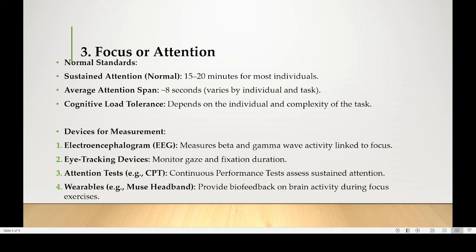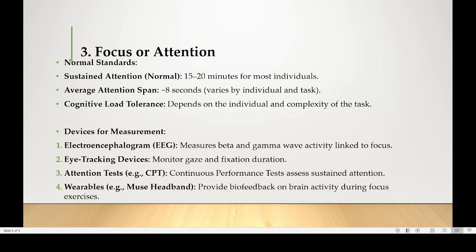You can see the frequency of the waves is also very high. So during this time your brain will be very active, and by measuring the EEG, the doctors will be able to get some idea of how deeply you are absorbed in something. Then eye tracking devices monitor the gaze and fixation, whether you are focused on something. That normally is 8 seconds. So that will be varying.